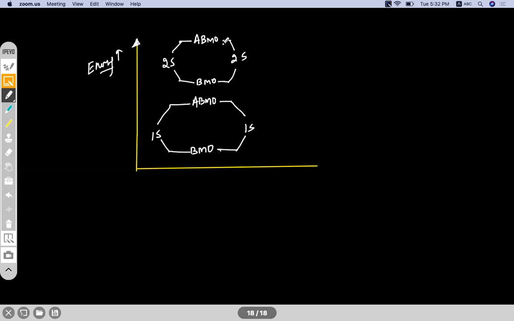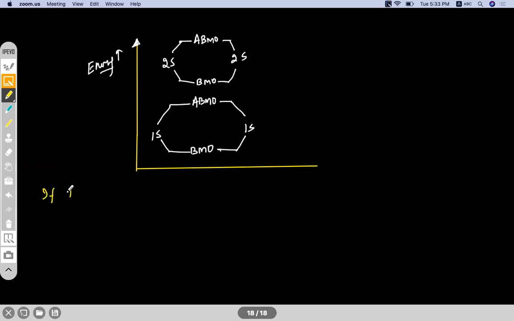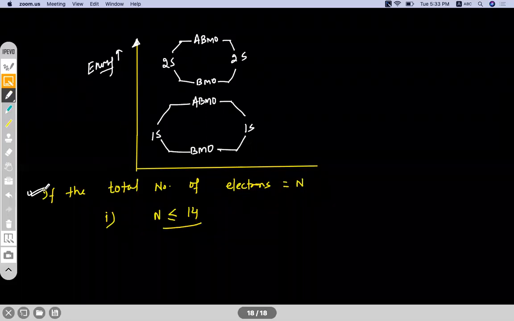So this is the energy profile we have. Like I said, the orbitals form both antibonding and bonding. You should know the overall energy order of the orbitals, and based on that you can distribute the electrons from low to high energy. There are two possibilities here. If the total number of electrons equals n, case one: when n is less than or equal to 14 electrons, then this energy order you should know, and you will get questions from this only. This is the most important part we have here. Other parts are there, that's why we have discussed, but not important.